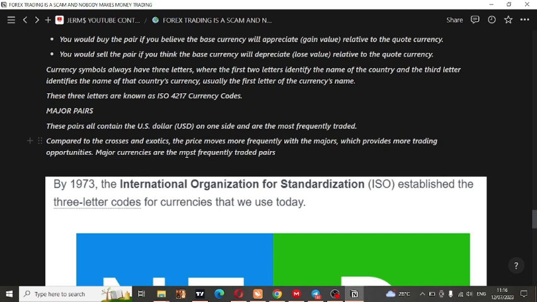So I want you guys, as beginners, to focus on the major pairs. The major pairs are the currencies with the US dollar in them.